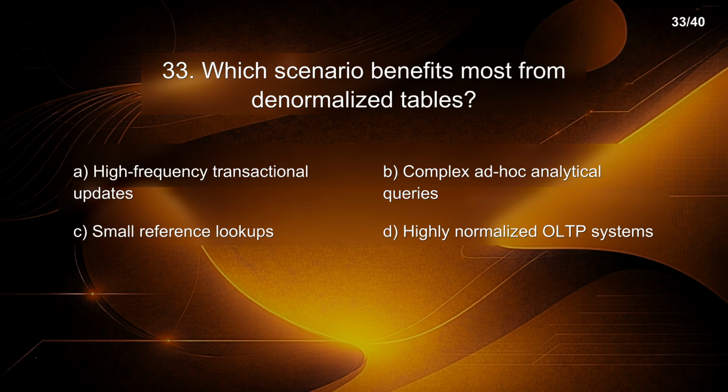33rd question. Which scenario benefits most from denormalized tables? A. High-frequency transactional updates. B. Complex ad hoc analytical queries. C. Small reference lookups. D. Highly normalized OLTP systems. Correct answer is B. Complex ad hoc analytical queries.